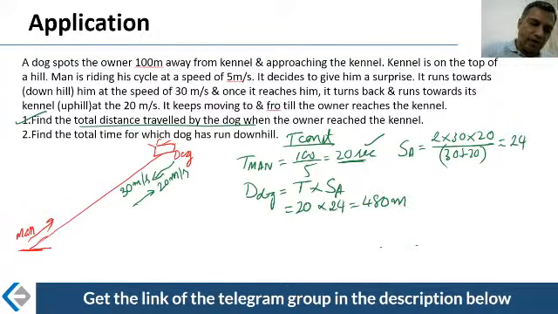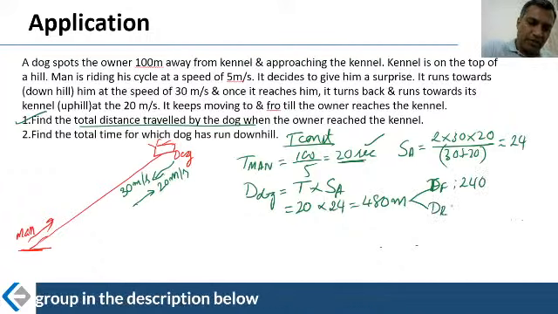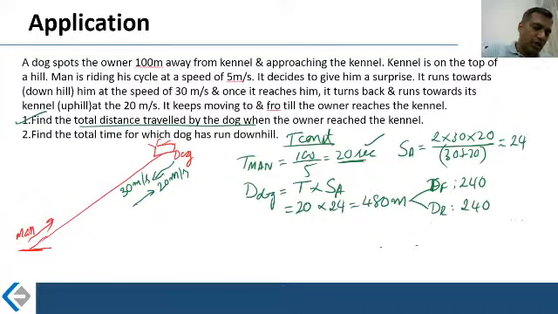If I ask you, what is the distance covered in the forward journey? Half of it, 240. What is the distance covered in the return journey? That is also half of it, which is 240. Look at the next question.